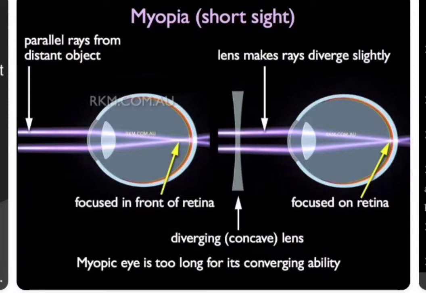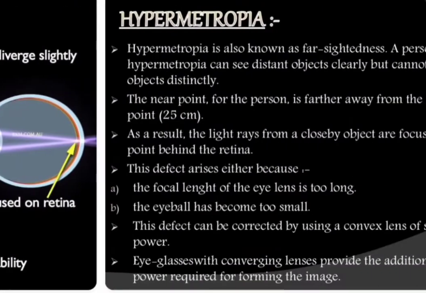So the moral of the story is what? This diagram is mandatory. I will give it to you in the description box, with a note, so from there you can get it. In the defect, the image is formed in front of the retina, which is not expected. If you use a concave lens, it will make diverged rays from parallel rays, and when those diverged rays fall on the eye lens, they will automatically focus on the retina.